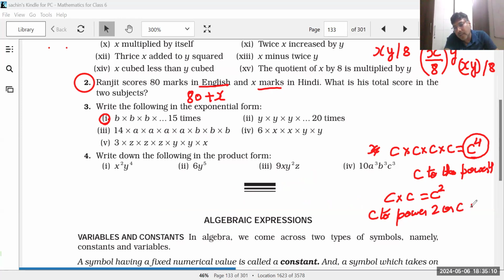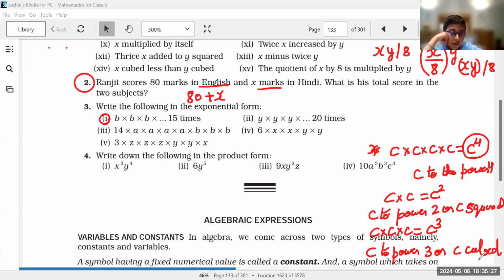or C squared. ऐसे 3 के लिए भी मेरे पास एक वर्ड है क्यूब. Cubed. I can call it C to power 3 or C cubed. So cube is rather a long word.